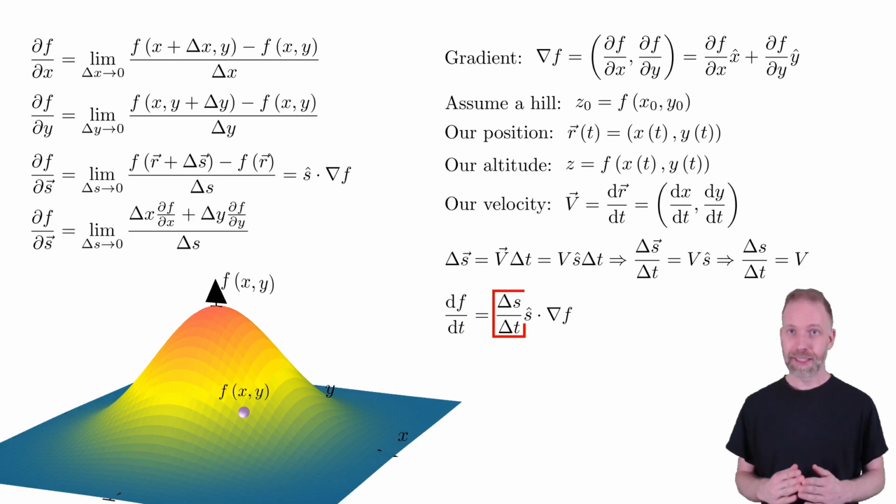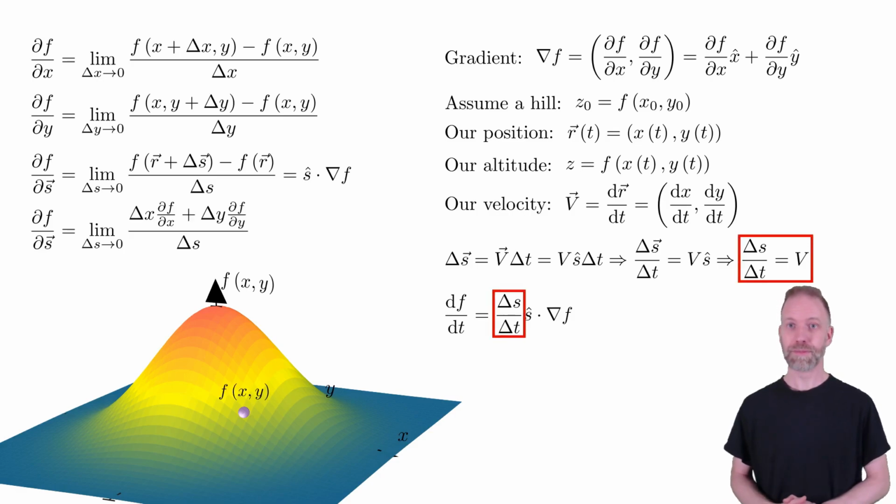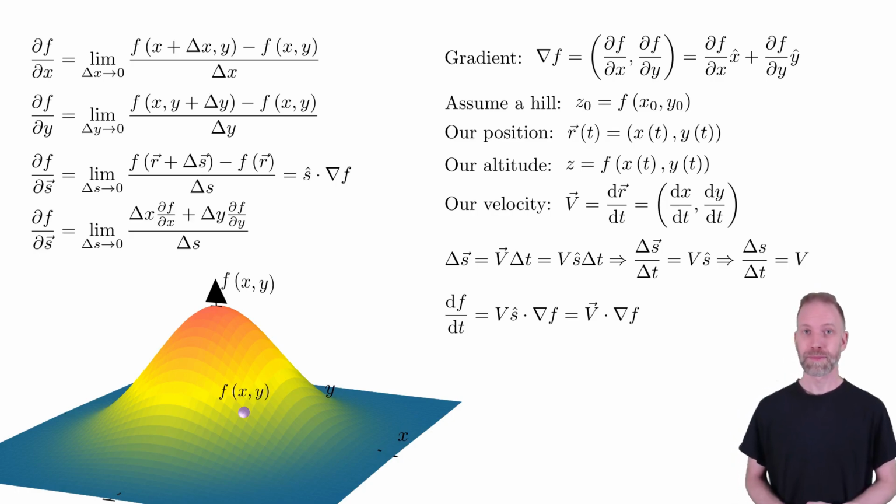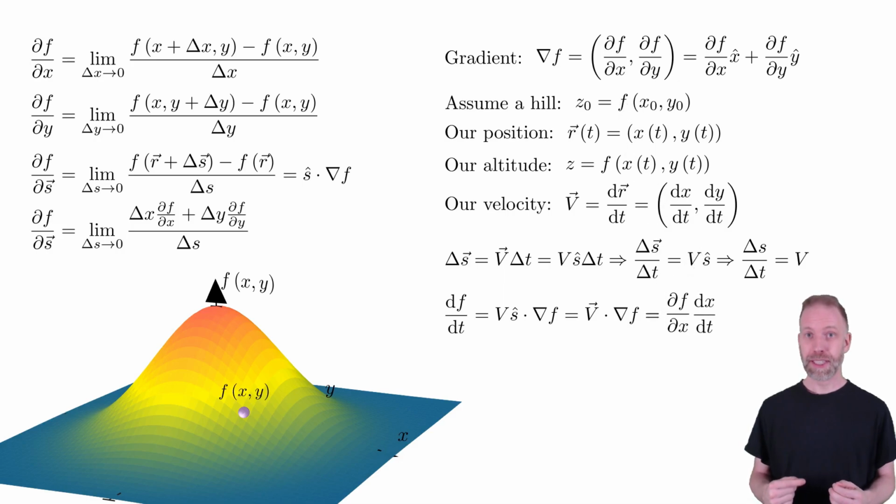Delta s over delta t is the speed. V times s hat is the vector v. And we get that the total time derivative of f is our velocity dot nabla f. If we type out this dot product, we will recover the chain rule that we saw in the previous case.